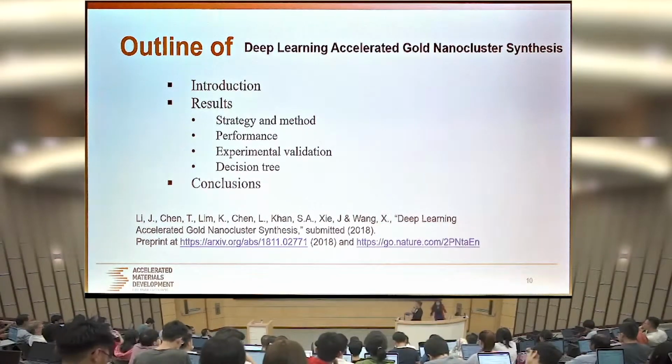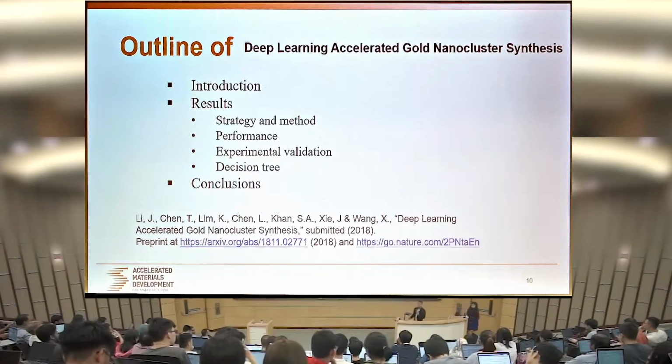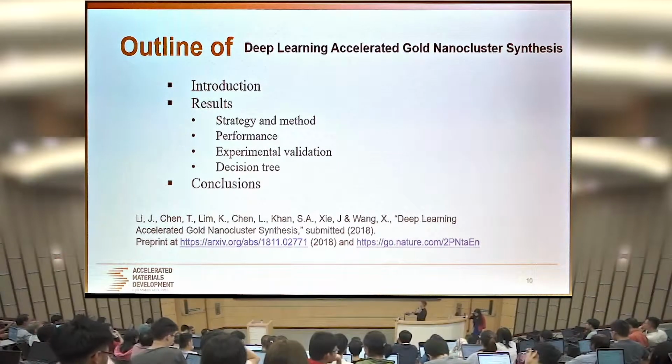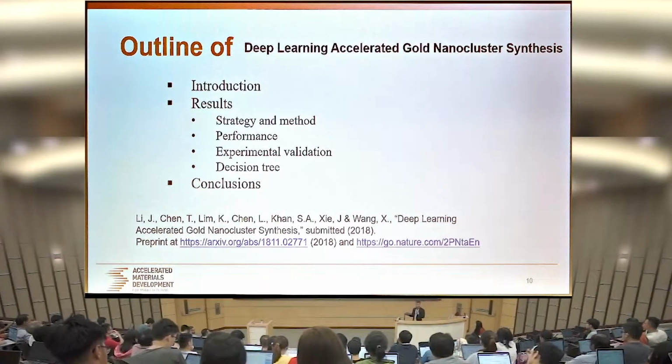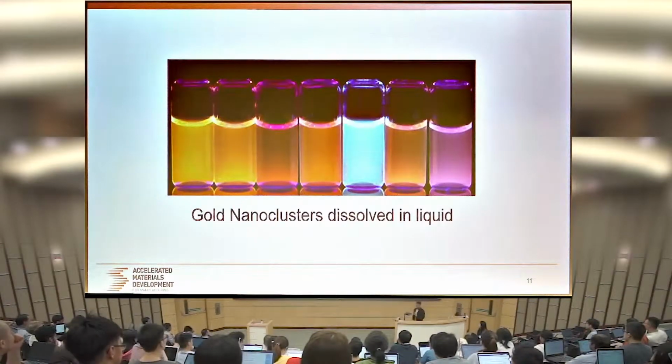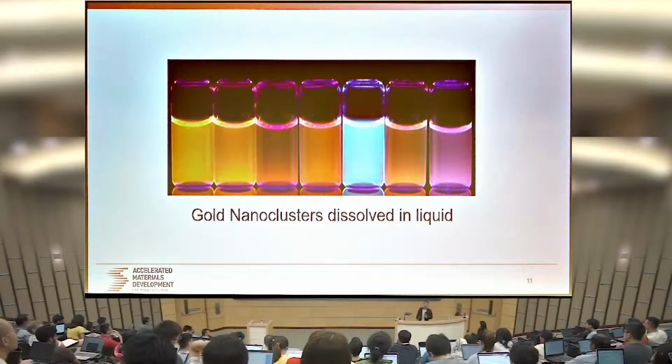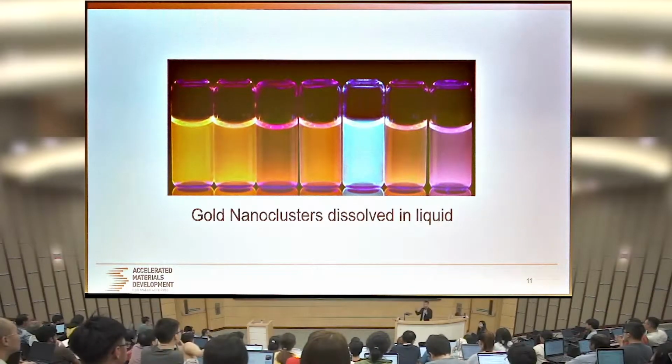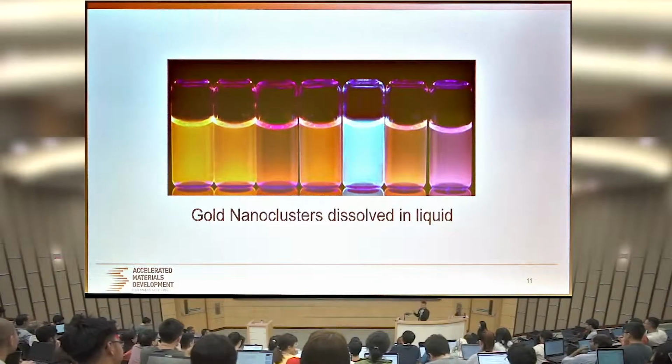Thanks for Dr. Xiaonan's introduction about the deep learning method. Now I will introduce how to apply machine learning methods to create better gold nanoclusters. And as you can see, gold in bulk is quite boring. It doesn't have any fascinating properties. You enlarge it or make it smaller, it doesn't make any difference.